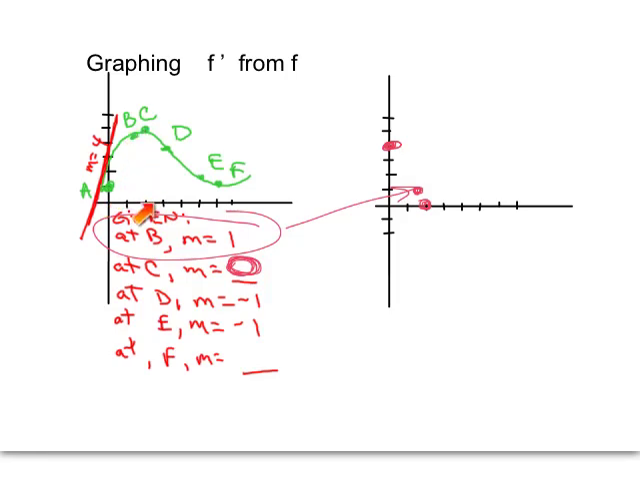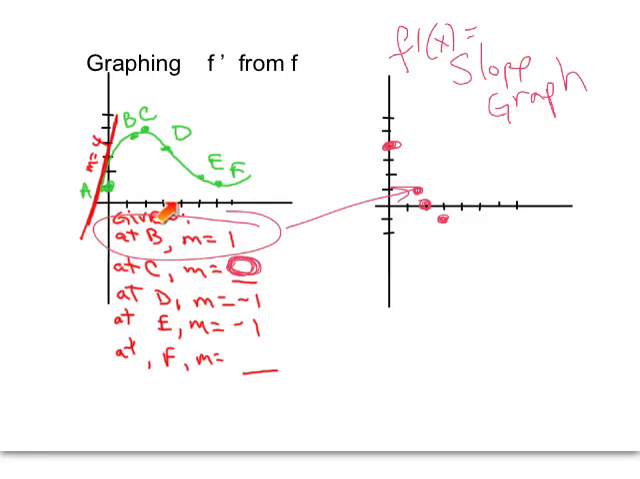Now at x equals 3, the slope of the tangent line, it says here, is about -1. So we're going to record that data. We go over 3, down 1. Again, this is a slope graph. It's called the graph of f prime. I'm just recording the data.